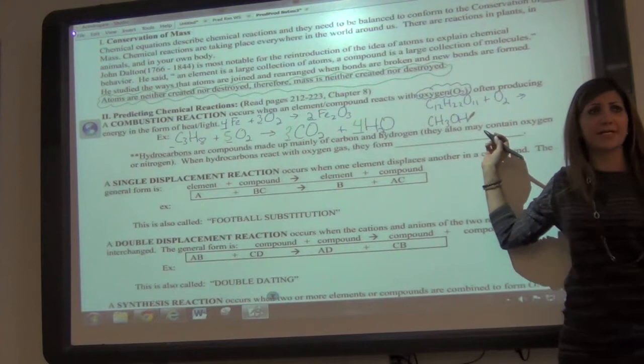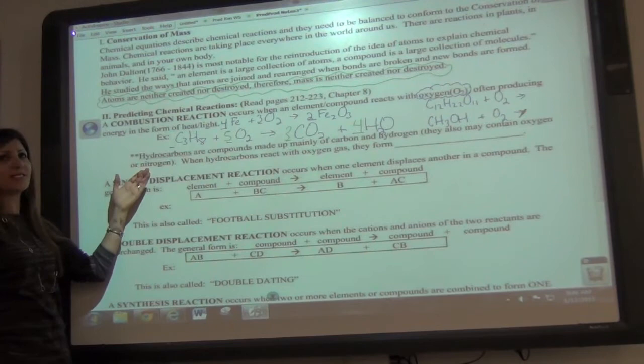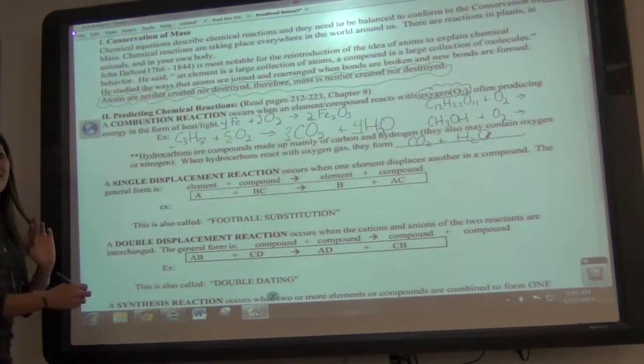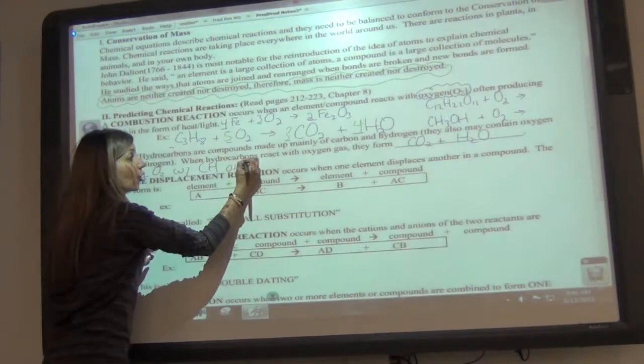Plus O2 yields. Okay, it says, hydrocarbons are compounds made up mainly of carbon and hydrogen. They also may contain oxygen or nitrogen. When hydrocarbons react with oxygen gas, they will always form CO2 and H2O. So here's my saying, and we're going to memorize this together, okay? We're going to say it together. The saying is, reacting O2 with CH or CHO. So reacting oxygen with a CH or a CHO compound.